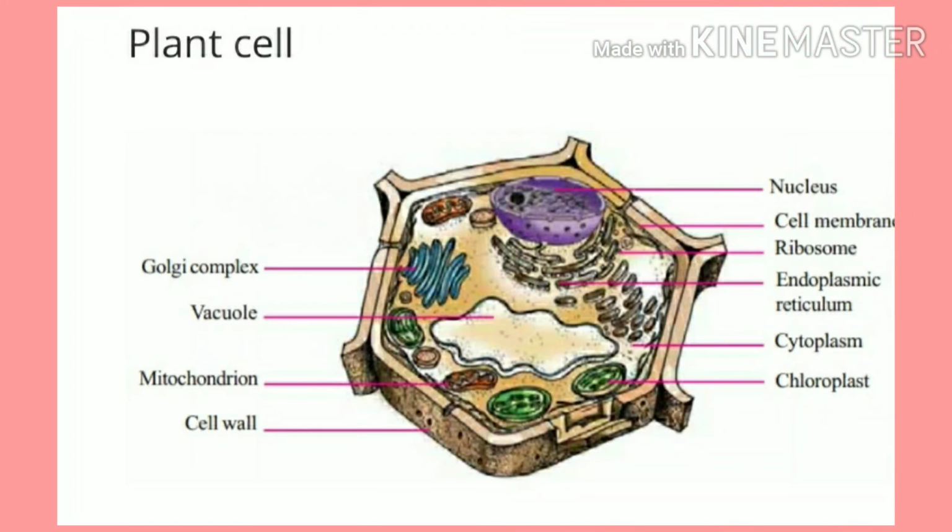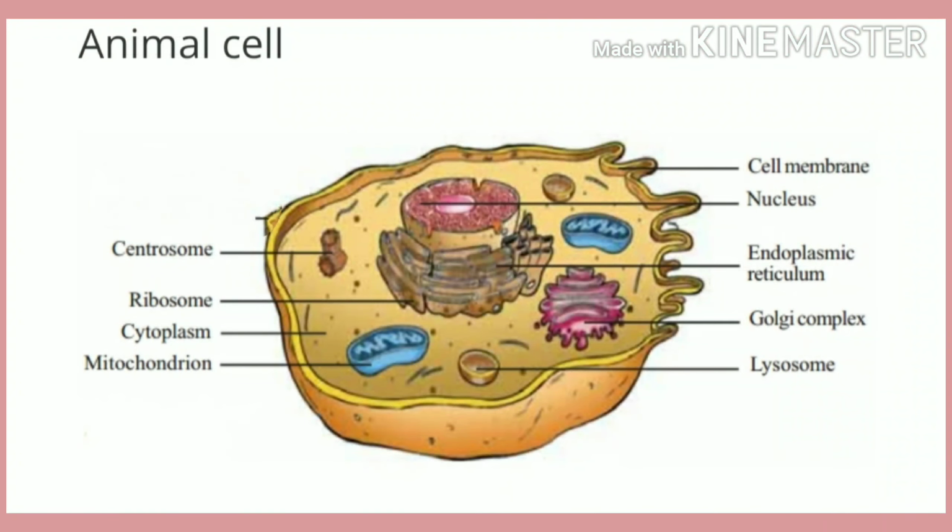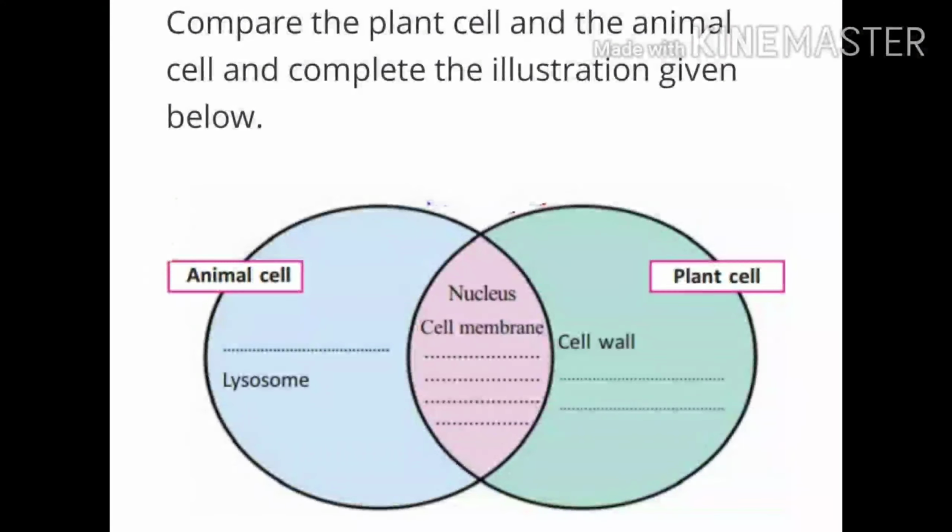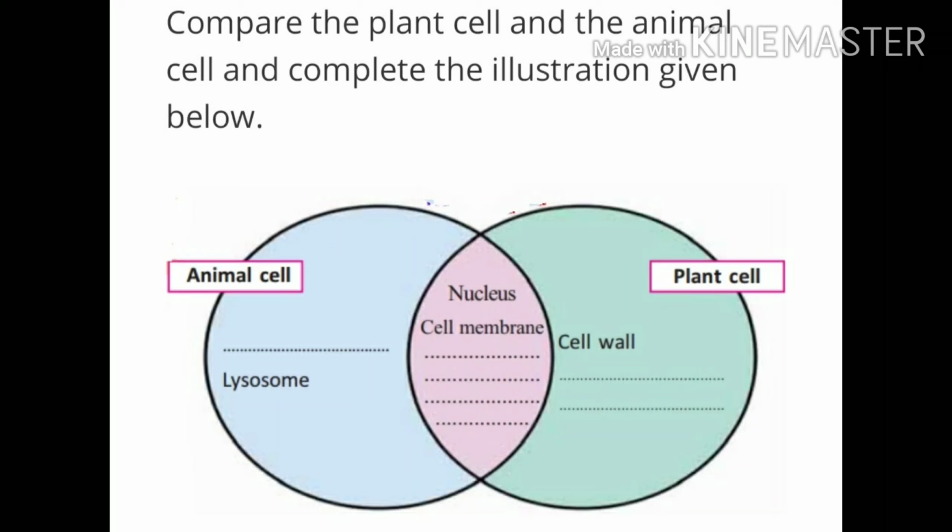Now let us see what is the difference between a plant cell and an animal cell. In plant cell, cell wall is present, and in animal cell, they do not have cell wall. And some organelles like the plastid, large vacuoles can be seen only in a plant cell. Some organelles like the lysosome, centrosomes can be seen only in an animal cell, which is absent in a plant cell. Now look into this figure and compare the plant cell and animal cell.